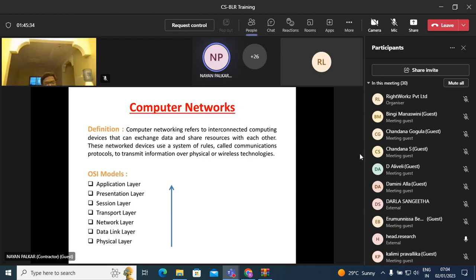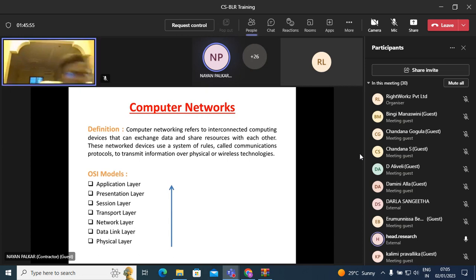Then computer networks work on the OSI model, which contains 7 layers: physical layer, data link layer, network layer, transport layer, session layer, presentation layer and the application layer, where the physical layer is the bottommost layer and the application layer is the topmost layer.